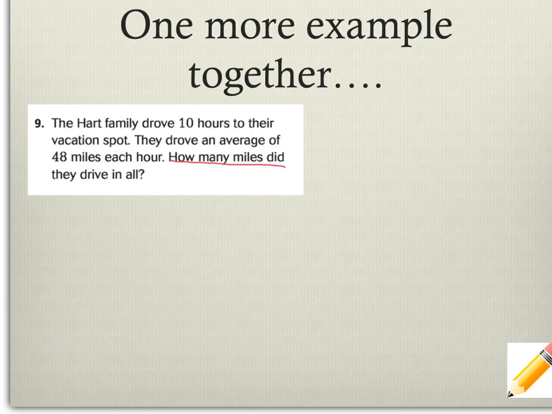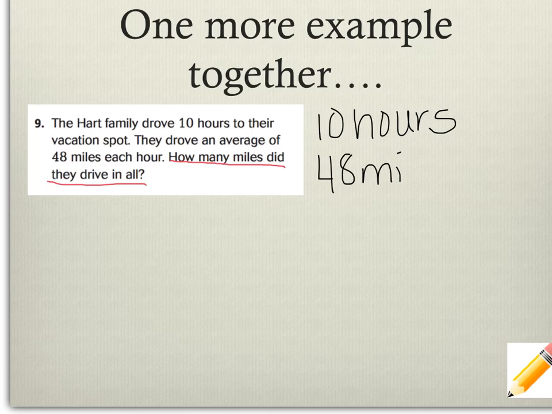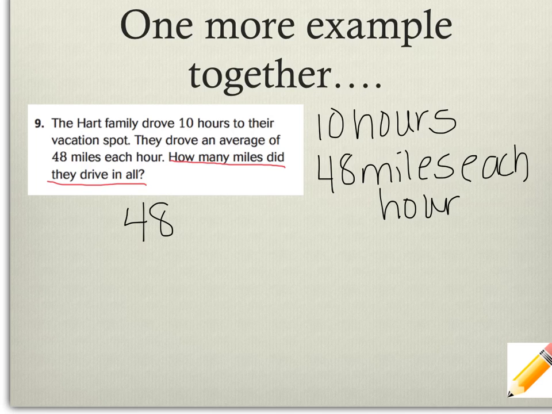Since my question is how many miles did they drive in all, I know that I'm combining information. The information that I have is that this family drove 10 hours to their vacation, and that they drove 48 miles each hour. If they drove 48 miles each hour for a total of 10 hours, I can solve this problem using multiplication and multiply 48 times 10.